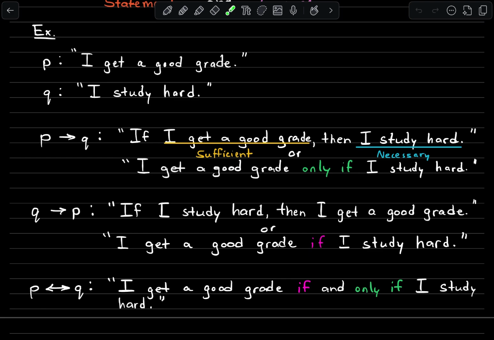We'll pick up from here next time with compound truth tables, and we'll see how the truth tables that we started with for these initial connectives are going to get more and more complicated when we compound them together.